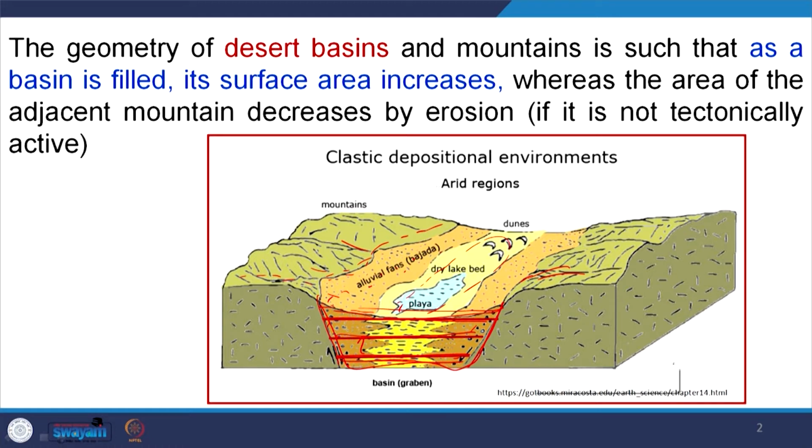That means once the intermountain basin, the playas, is filling up, the area of this basin is increasing. Once the area of the basin is increasing, gradually it is encroaching on the pediment surface from both sides. That is why the width of the pediment along this mountain front is gradually decreasing and decreasing.